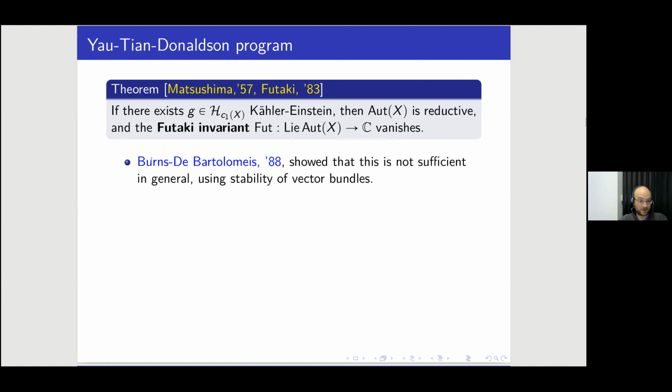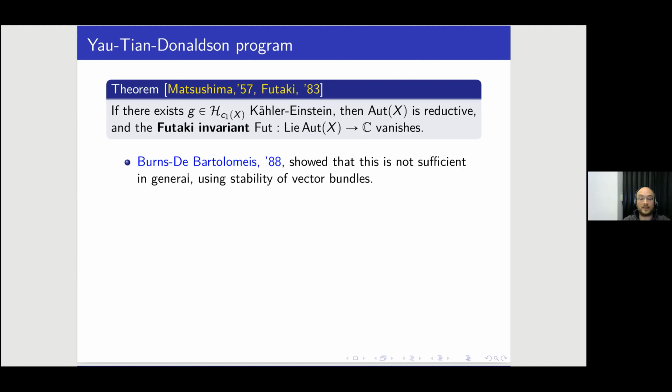And there is a result of Burns and de Bartolomeis following this, which showed that these two conditions are not sufficient in general. It's not true that if the Futaki invariant vanishes and the automorphism group is reductive, then there exists a unique Kähler-Einstein metric. It's not sufficient, and they constructed examples of ruled surfaces, so projectivizations of vector bundles, and they showed that existence of Kähler-Einstein is related to the stability of these vector bundles in some specific case. Stable will imply existence, non-stable implies non-existence.